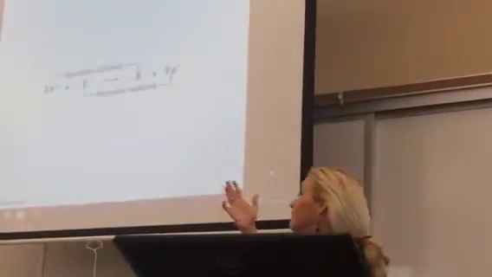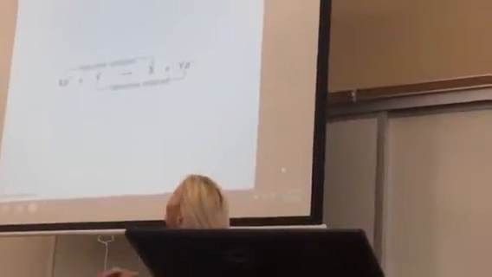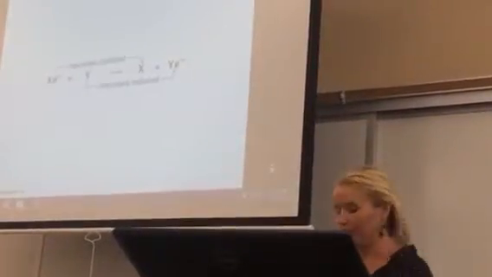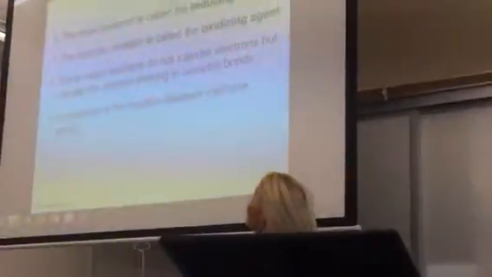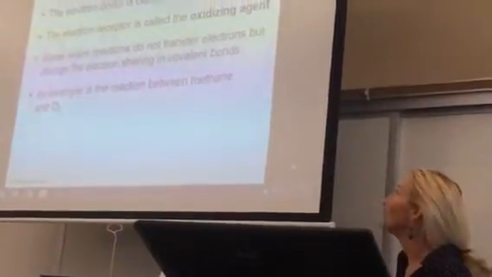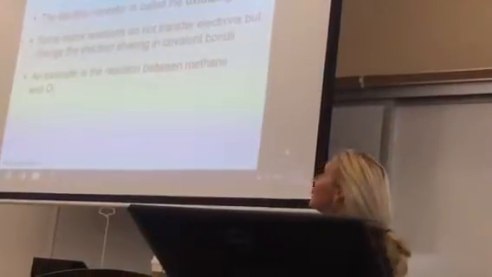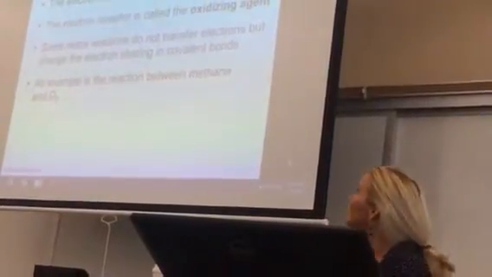And then this is just the general formula where you have an electron moving from one random atom to the other. One is becoming oxidized and the other is becoming reduced. The electron donor is called the reducing agent, and the electron acceptor, not receptor, sorry, the electron acceptor is called the oxidizing agent.